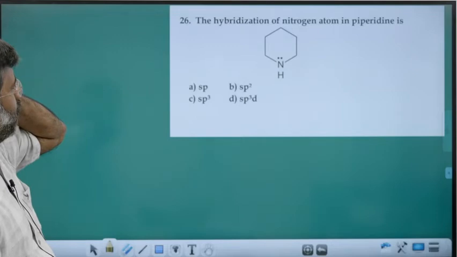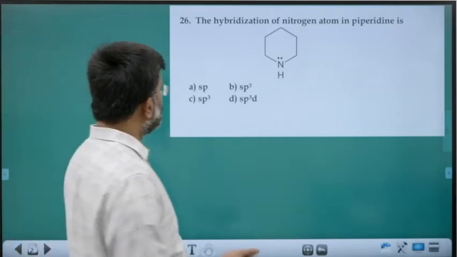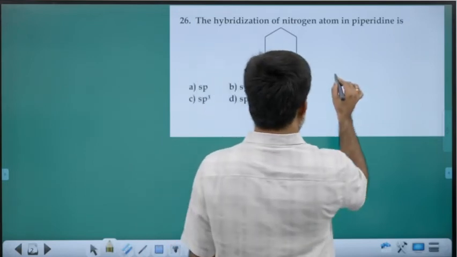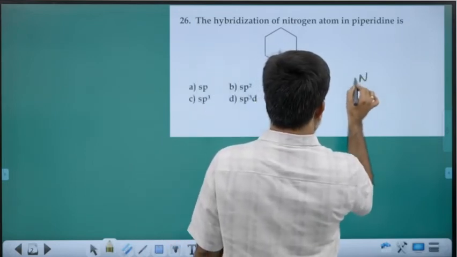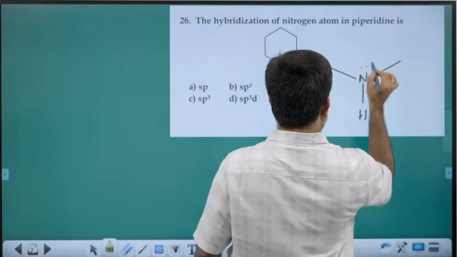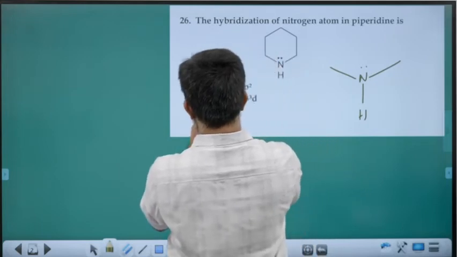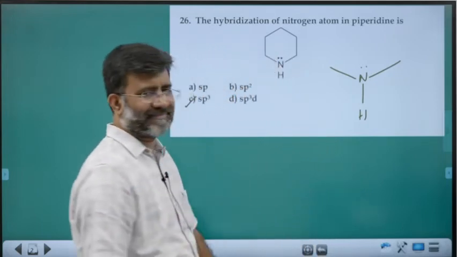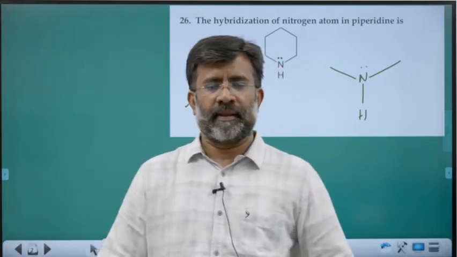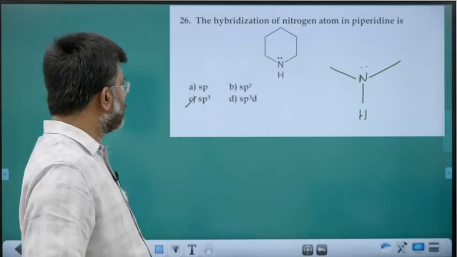Hybridization of the nitrogen atom in piperidine. Piperidine is sp3. Look at the nitrogen center. It is making one bond, another bond, hydrogen, and a lone pair. So it is 1, 2, 3, 4. So it is sp3. AB3E-type system. Same thing. Next.